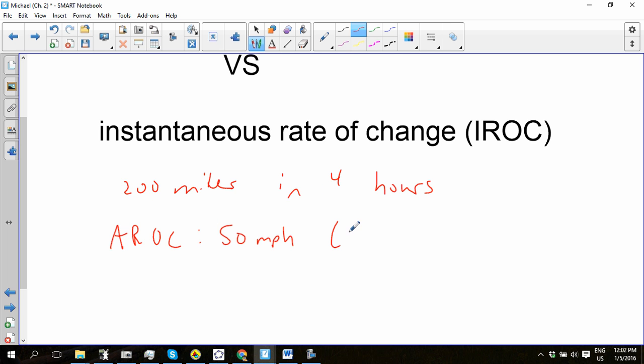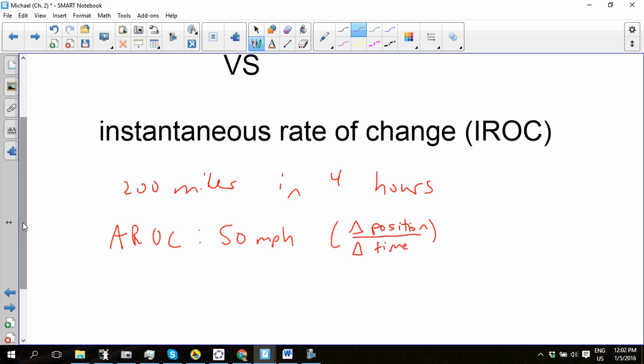Your change in position, how much position you moved, 200 miles, divided by how long you traveled, the change in time. 4 hours passed and you traveled 200 miles.